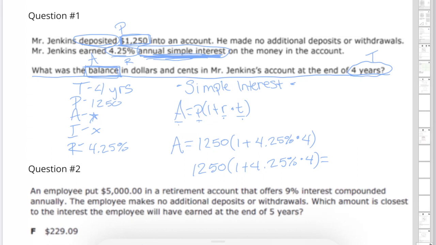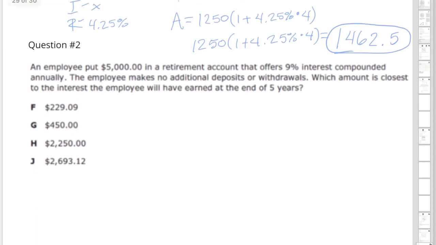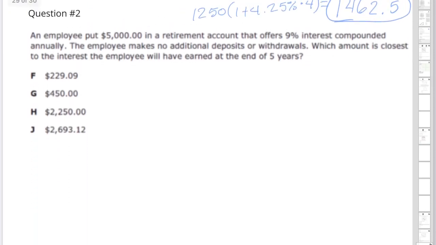And when you do that, you should get the answer of 1,462.5. When you get your answer, you should circle it. That lets your teacher know that that is the answer that you are working with. So good job on that one and following along. Let's move on to our next question.